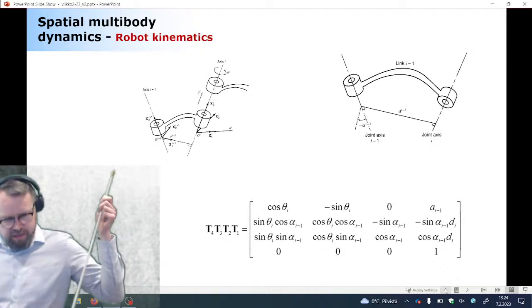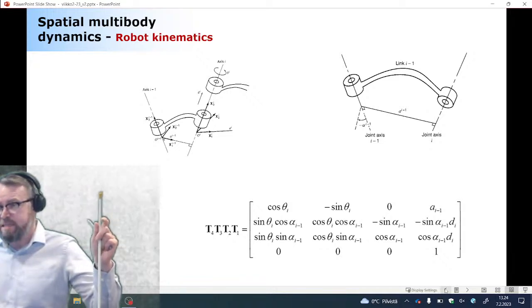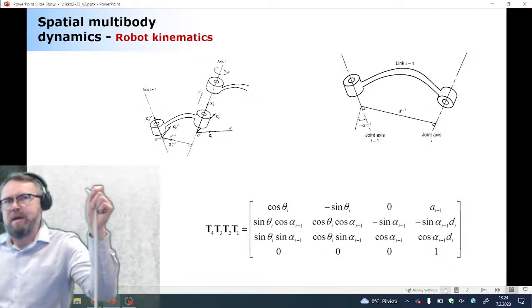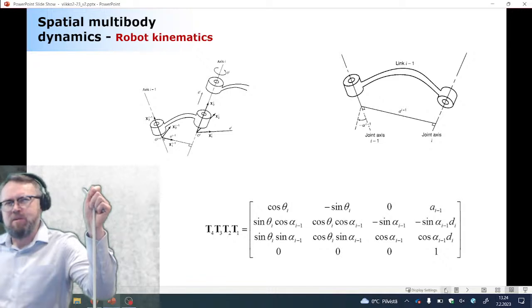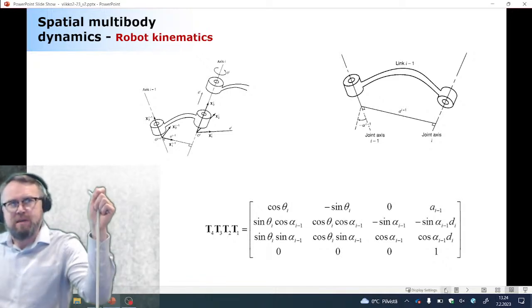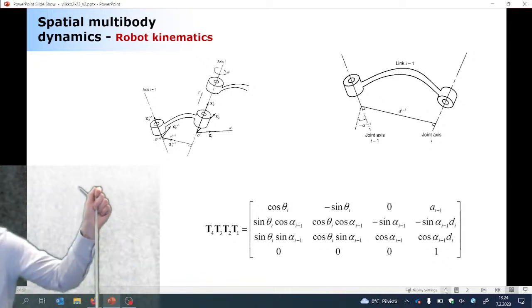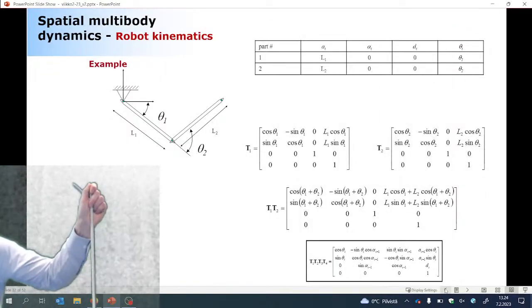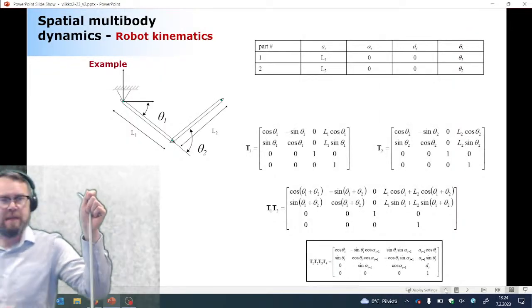That's where you need a little bit of thinking, and that's why I call this semi-automatic. You figure out the parameters, and the rest is downhill. Then you just do the multiplication, and that's all you need to do. Let's take a look at an example.